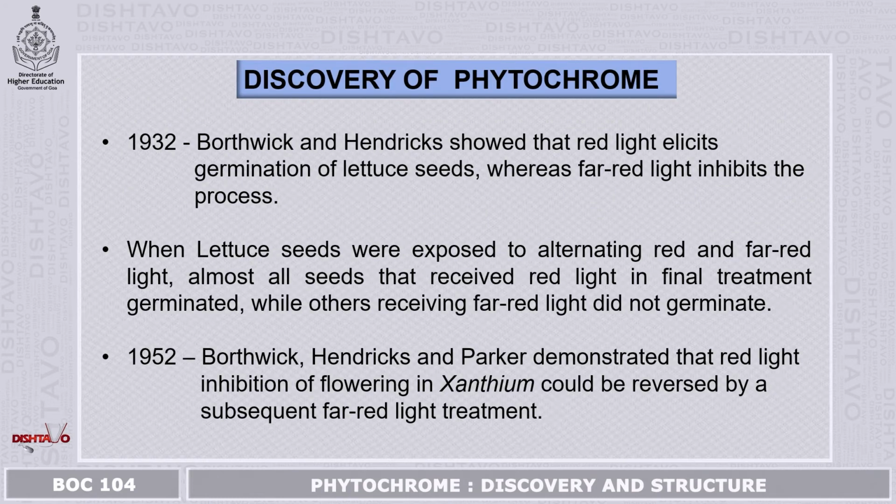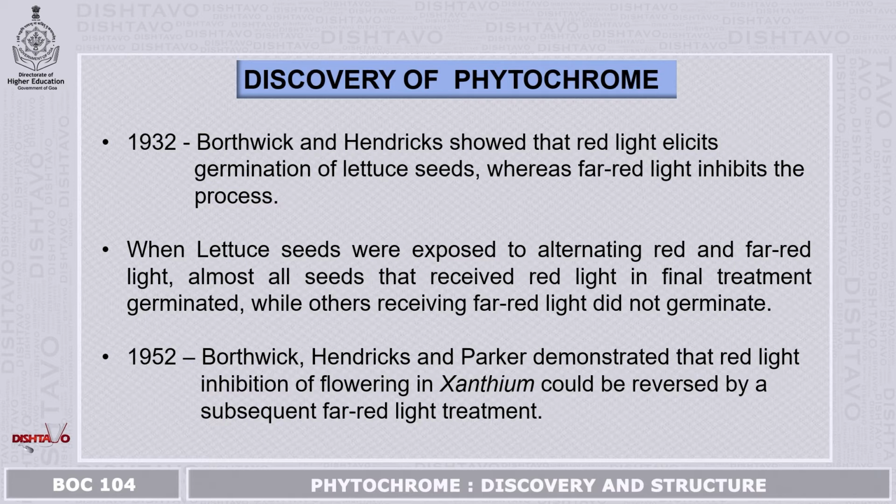Coming to the discovery of phytochrome, in 1932 a few scientists discovered this substance, but they didn't know what exactly it was at the initial stage. In 1932, Borthwick and Hendricks showed that red light elicits germination of lettuce seeds, whereas far red light inhibited this process. When seeds were exposed to red light, they germinated very well, but when exposed to far red light, their growth was inhibited.